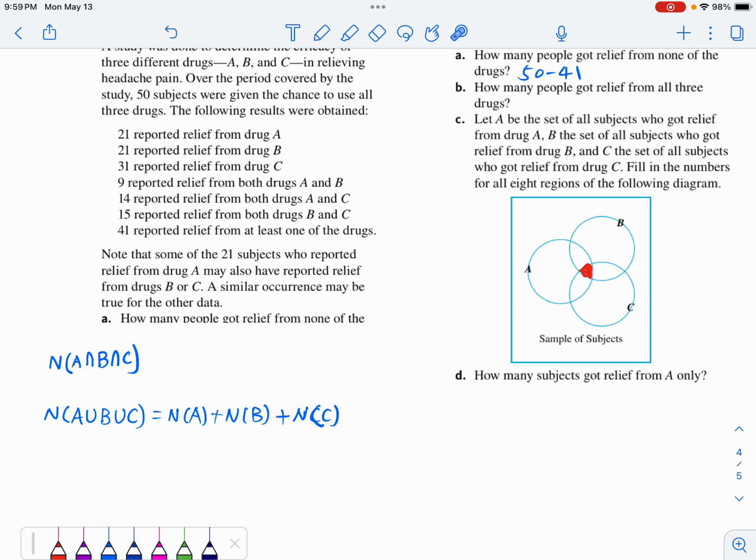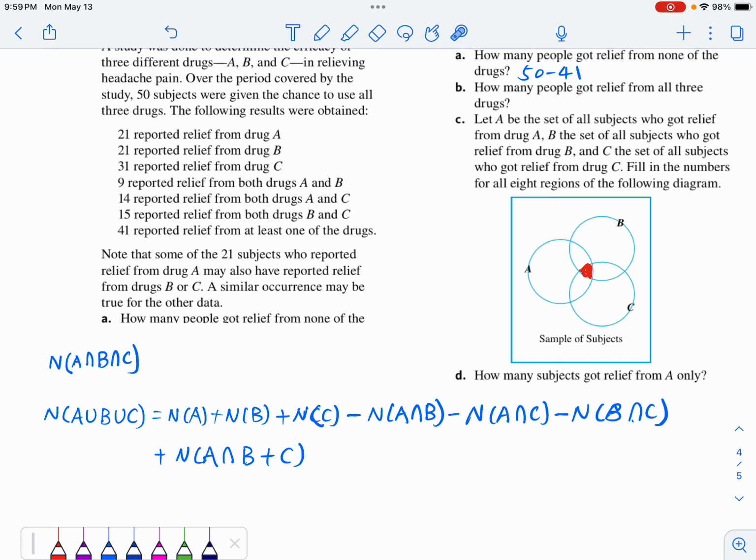So for instance, when you add A and B, this is added twice, right? So you have to subtract that area that's being added multiple times. So we subtract the intersections of pairs of these sets. And then when you subtracted all those, this little area has been subtracted more than we should, right? So we have to add it back. Actually, this area has been subtracted one time too many, so we have to add it back.